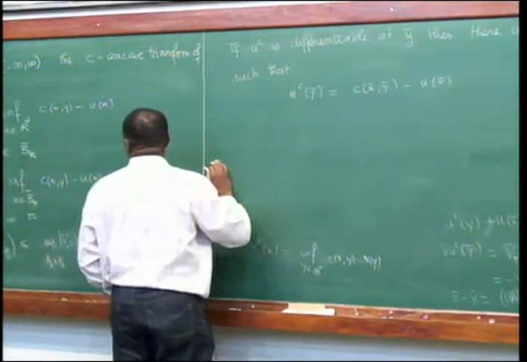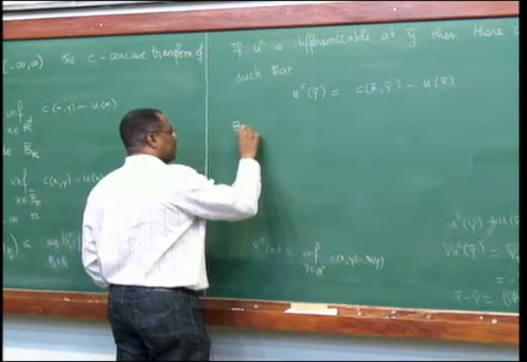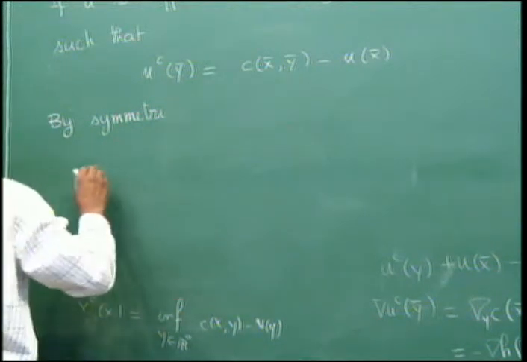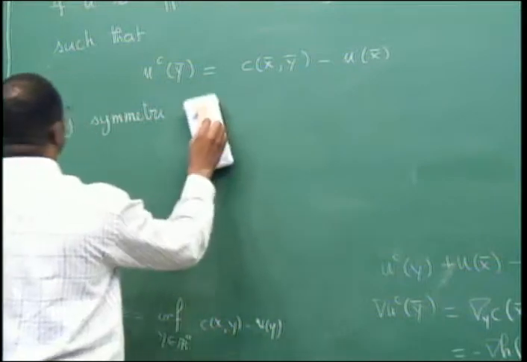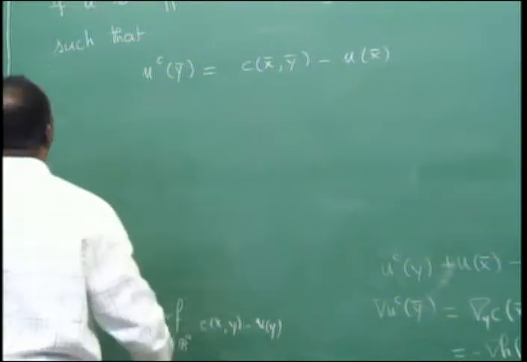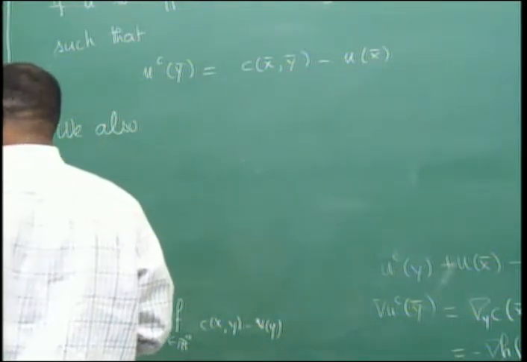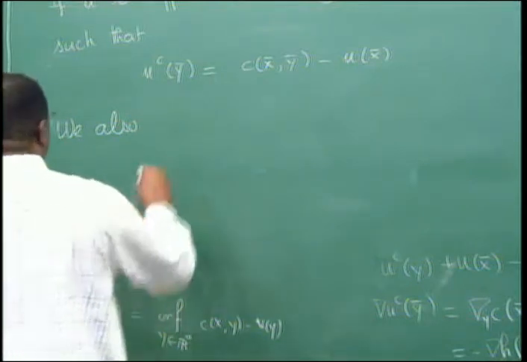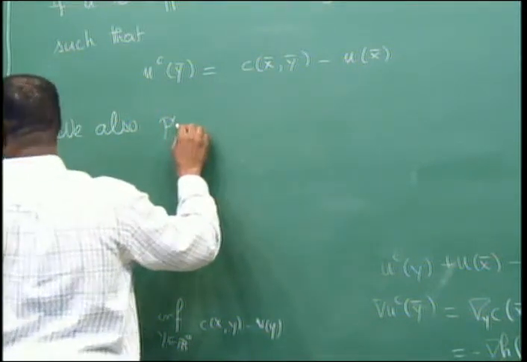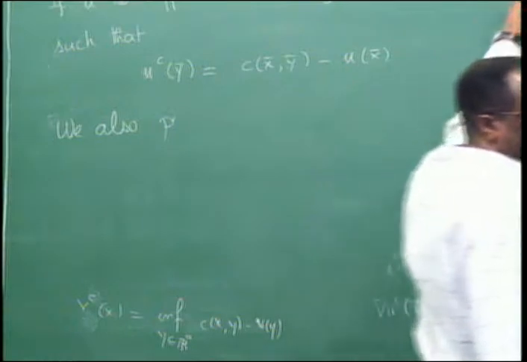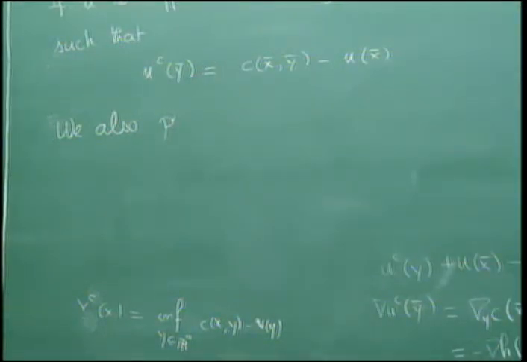So here, by symmetry, we also prove that, so I wanted to say we also prove that there exists a minimizer, but since I said we prove uniqueness, then it includes the statement of existence.